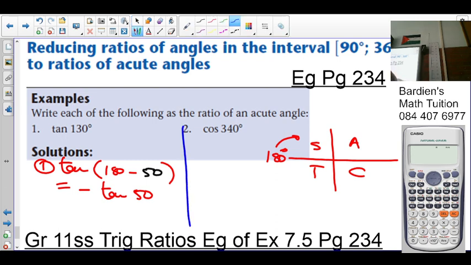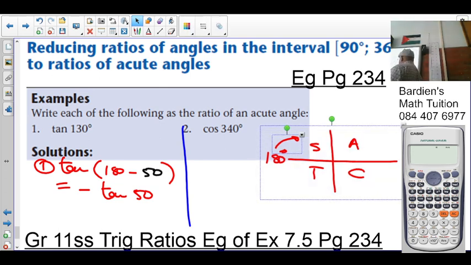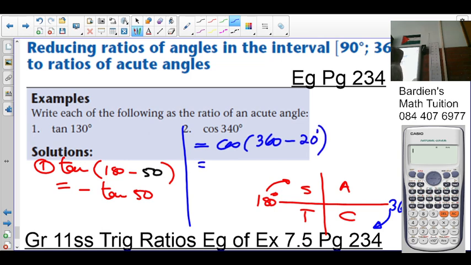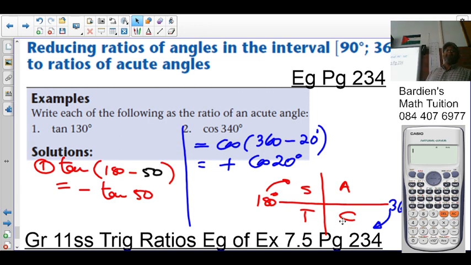Let's look at number 2. In number 2, we got cos 340. People, which quadrant is 340? In quadrant 4. How do we get in quadrant 4? 360 minus. Can you see that, people? So that's going to be cos of 360 minus 20 degrees. Can you see that, people? So is cos positive or negative in the fourth quadrant? Positive. So that answer is positive cos 20. Okay. You guys understand? Yes. Right.